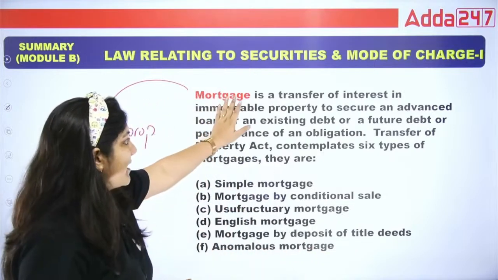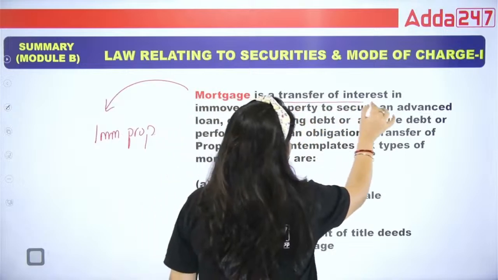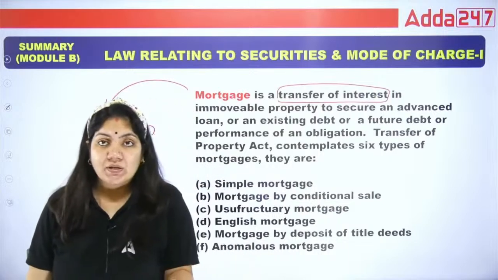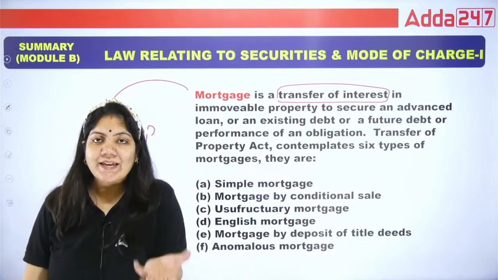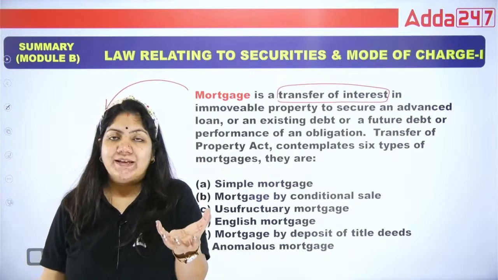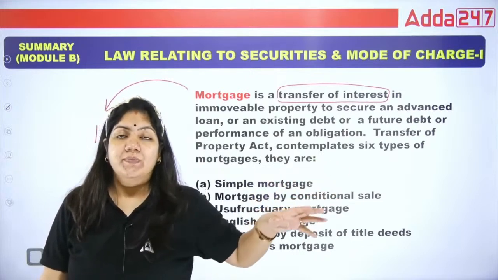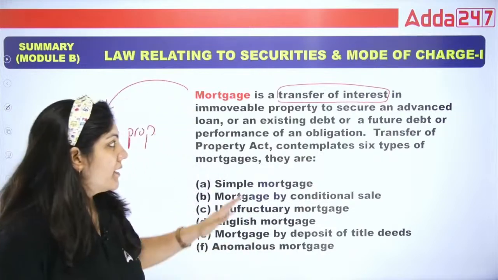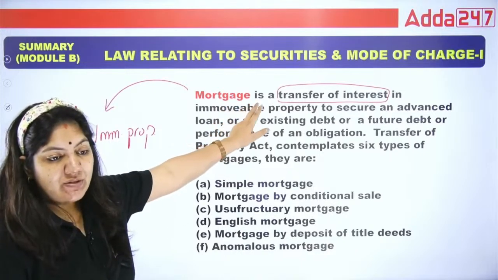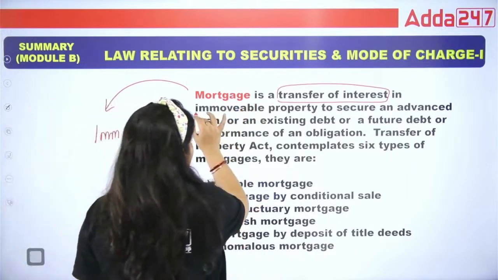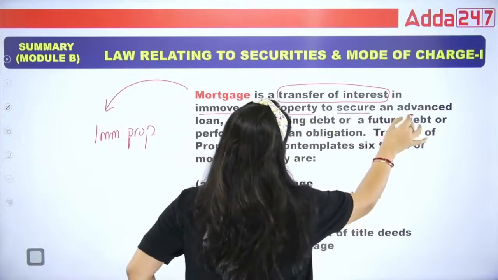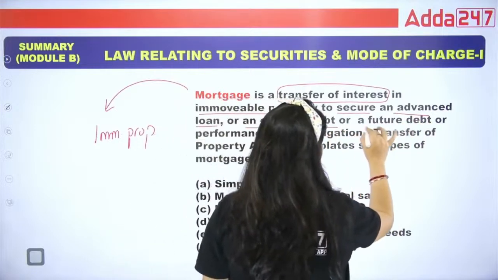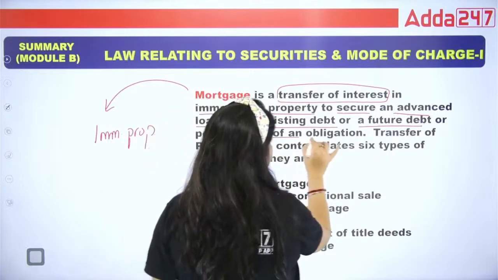Okay, so you can see that mortgage is a transfer of interest. Why is it called transfer of interest? Because actually we do not take the immovable property, like land and house, in our hand and move it to another place. No, the immovable property we cannot displace from the place. So that's why in the mortgage we are actually transferring the interest in the immovable property to secure an advance loan, an existing debt or a future debt, and the performance of obligation.